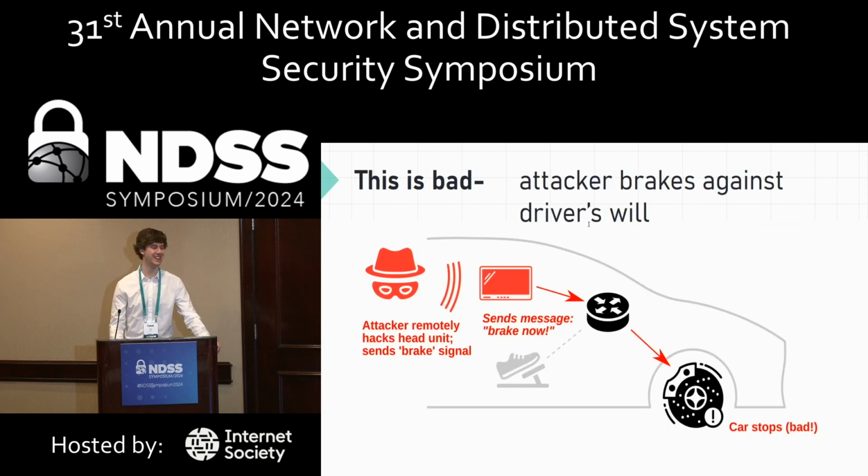We don't want that. So imagine this example scenario where you have an attacker who wants to stop your car while you're in it against your will. What they might be able to do is remotely compromise one of the ECUs in your car, such as the infotainment or head unit, and this has actually happened. And then they can send, for example, a braking message to the wheel and stop your car.